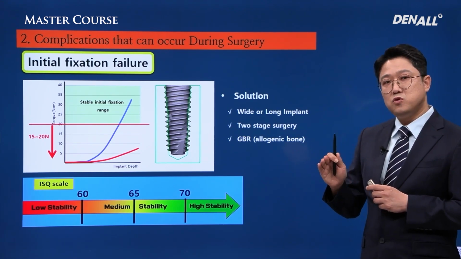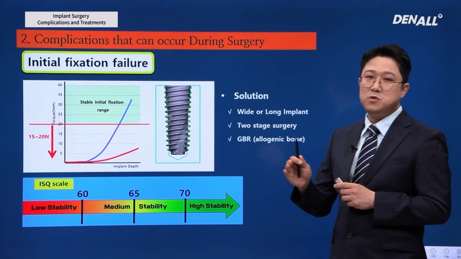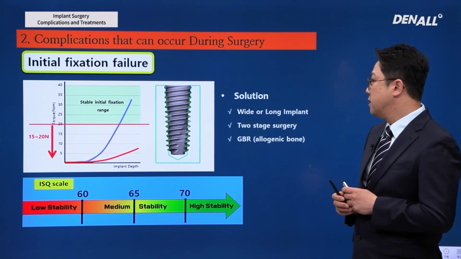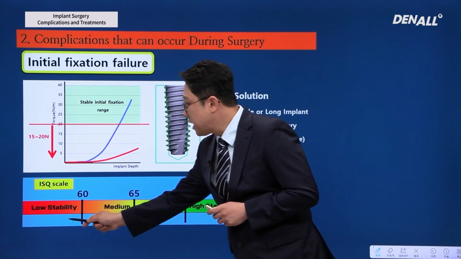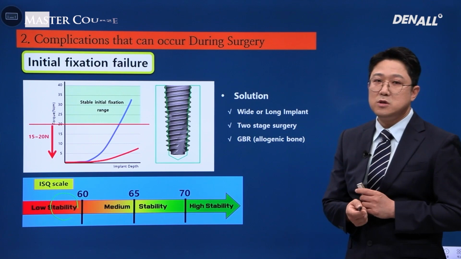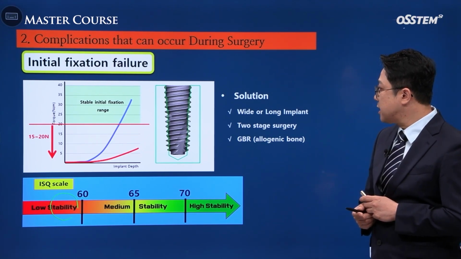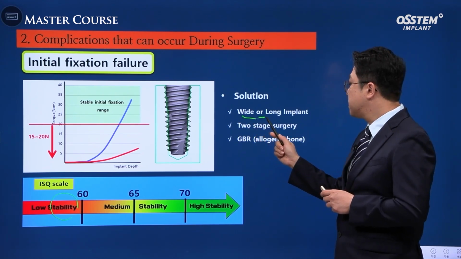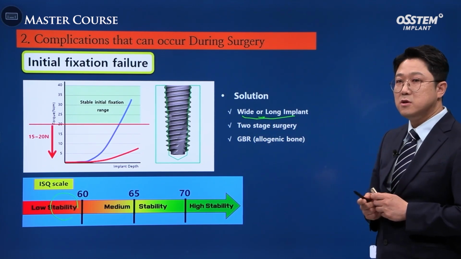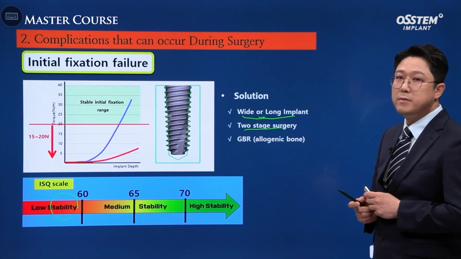Personally, if it is below 10 to 15 newtons, I consider it to have bad primary stability. It says 26 newtons here. Also, when the ISQ value is under 60, it is considered to have bad primary stability. When initial fixation fails, the choices we have are to change to a wider or longer implant to get good primary stability, or to choose two-stage surgery.